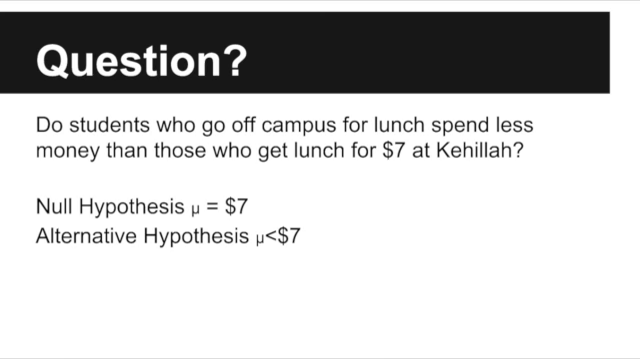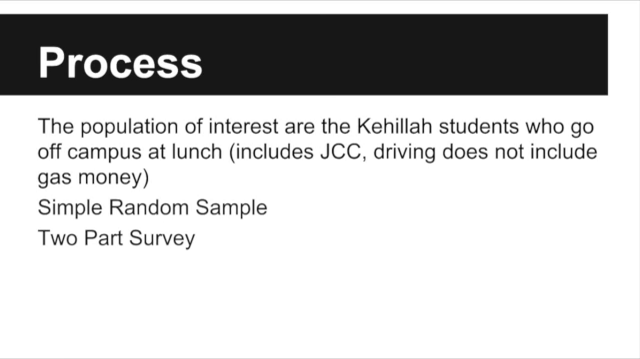The process. We randomly selected 40 Kahila students using a simple random sample, meaning that from a list of all of the Kahila students, we randomly chose 40 without bringing gender or class into account. We used 2 surveys. The first survey asked several questions, one of which was, do you go off campus or to the JCC at lunch? If their answer was yes, often, they qualified for the second part of the survey.